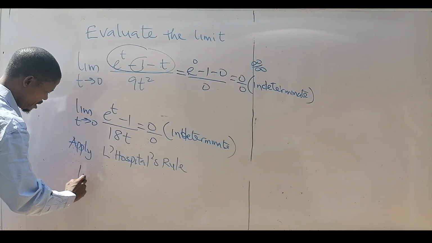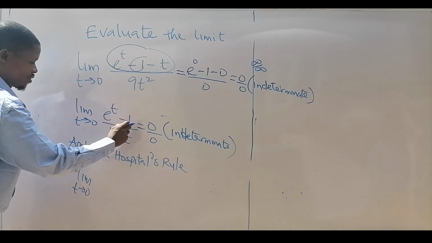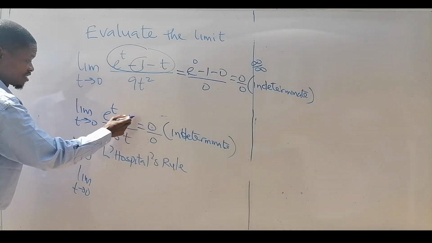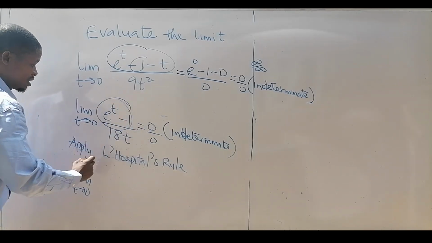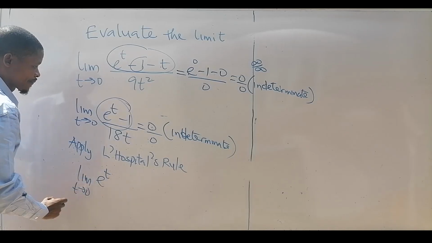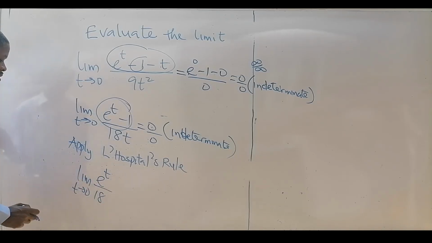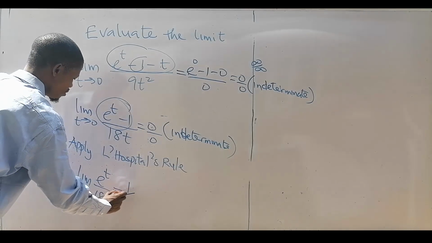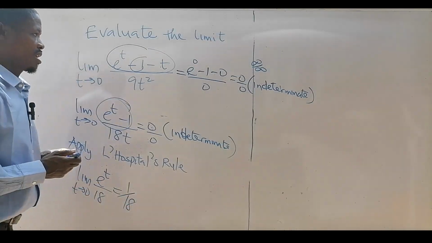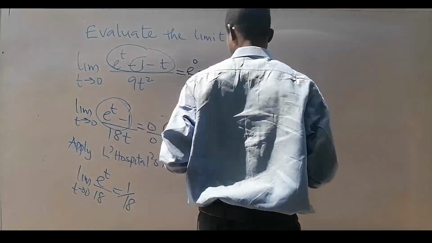And that will also lead to 0 over 0. Differentiate that function. Differentiate this one. That's this, over 18. And if you substitute, that will give you 1 over 18. And that's the application of that.